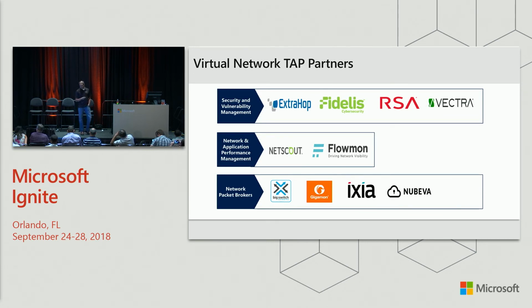So yep, here is the ecosystem of partners. Starting from the bottom, we have the packet brokers. We have Big Switch, Gigamon, Ixia, and Nubeva. One of the things I wanted to highlight with the packet brokers is the way this ecosystem is moving: you don't have to reactively go and configure a tap within a monitoring boundary. Some of these solutions are very creative.